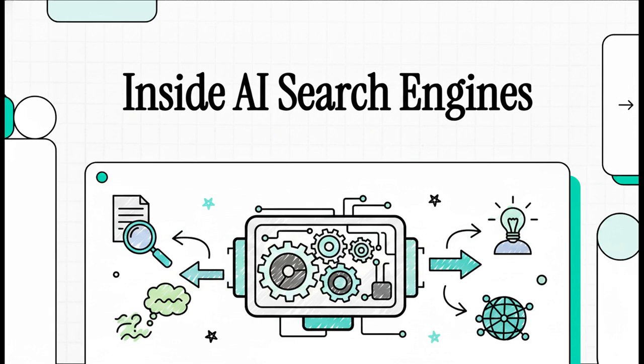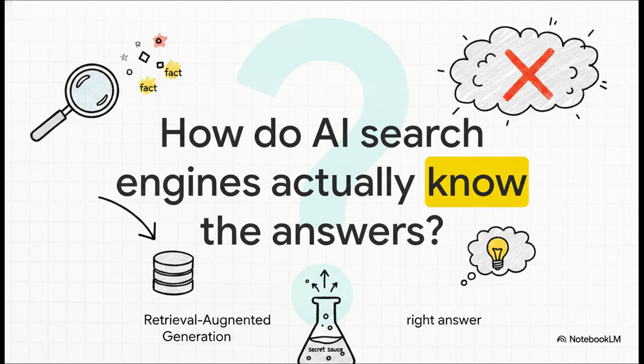Now, if you use AI tools regularly, you already know their power, right? But have you ever actually stopped to think about how they pull it off? So how do AI search engines actually know the right answer? It sounds like a really simple question, but man, it is a monumental technical achievement.